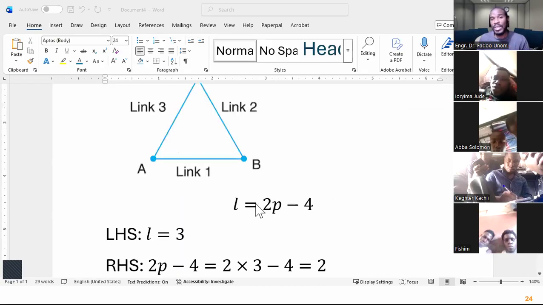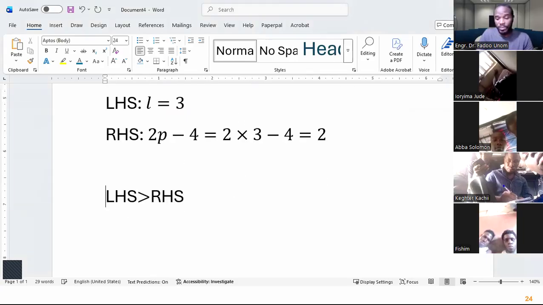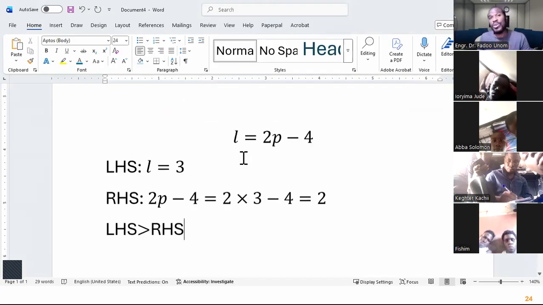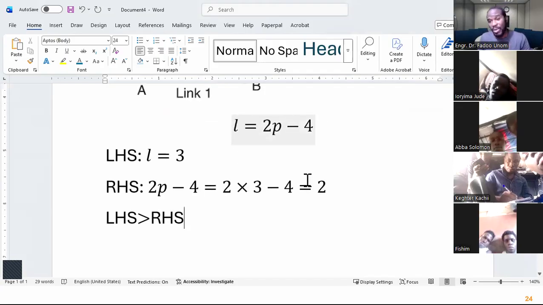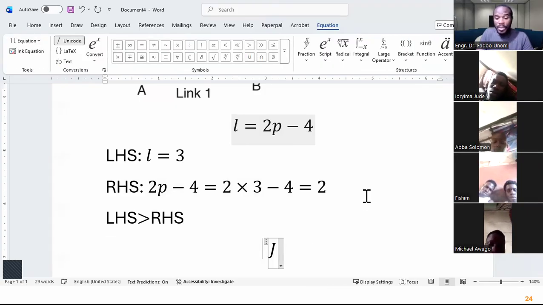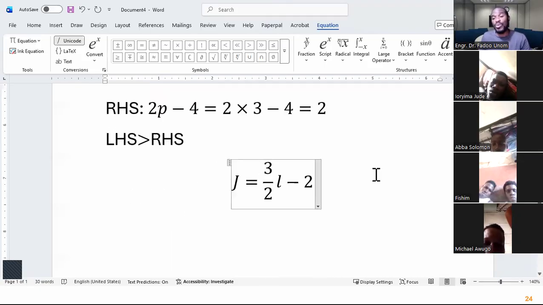And based on this one, we can say, and by the way, once this equation works, the other one is the same thing. We actually usually want you to try both of them. So before we conclude, let's try the second equation. The second equation says that j equals 3 over 2 L minus 2. That is the second equation that we want to check.